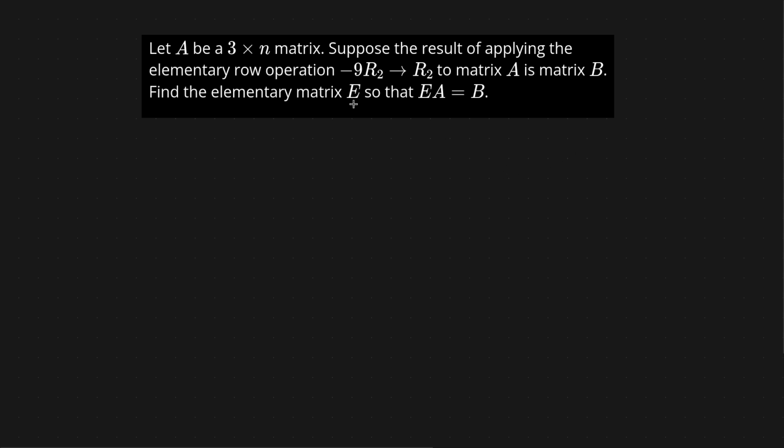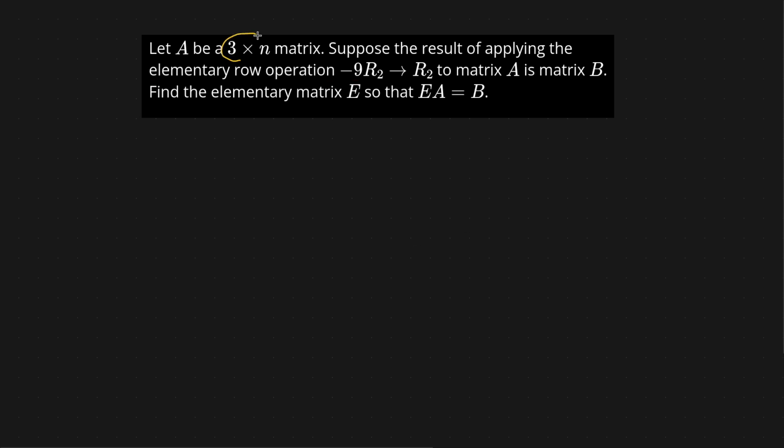We want to find the elementary matrix E equivalent to this row operation, so that when we left multiply matrix A by the elementary matrix E, it gives us the same result, the same matrix where the elementary row operation has been applied. Now, from the corollary we just proved, in order to find an elementary matrix that corresponds to a specific elementary row operation, all we need to do is apply that elementary row operation to the identity matrix.